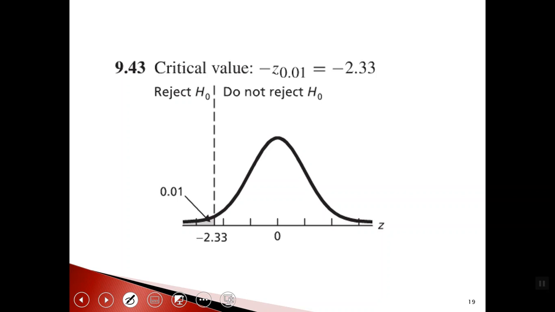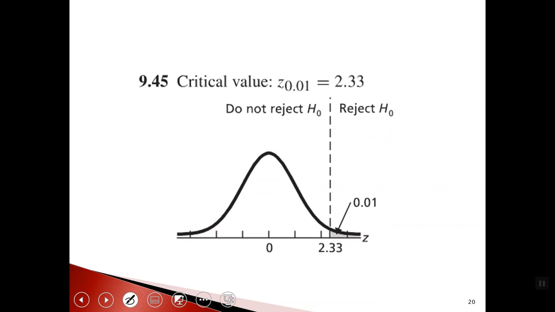So since this is a left tail, you have to get the negative z value. You can figure out what the z value is for 0.01 and take the negative of that. Clear? So you can get this.